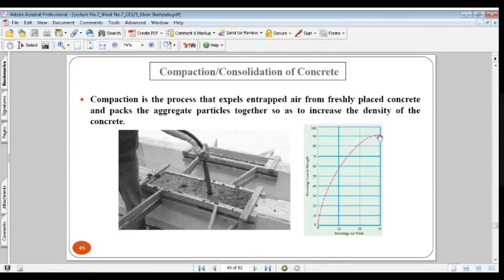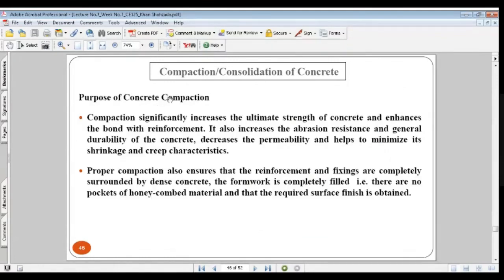So we have to avoid, we have to expel the voids from the concrete. Purpose of concrete compaction. What are the purposes? What are the objectives? Why are we compacting the concrete? Compaction significantly increases the ultimate strength.